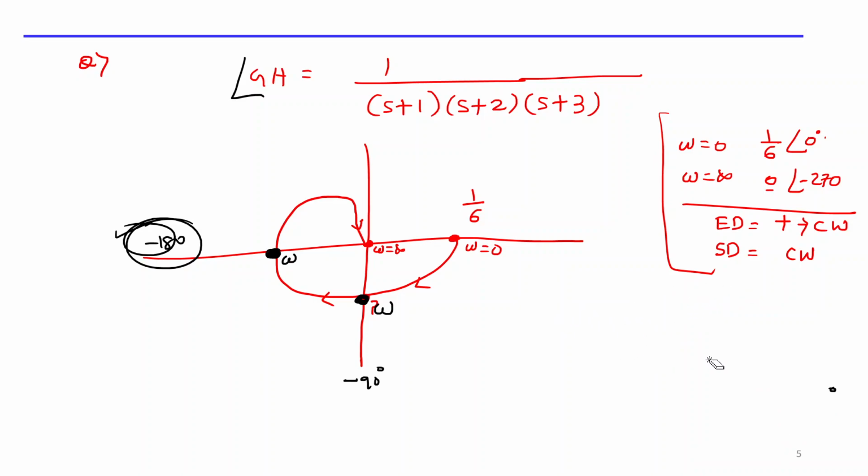So what is the concept I told you? Suppose you need to find the value at this point. Let me call this point 1. Imagine that you are standing at this position, at the minus 180 degree line. I told you that in any transfer function, if you need to find any value on the real axis, then the imaginary terms will be 0, right, sir? Because I need to find the value on the real axis.